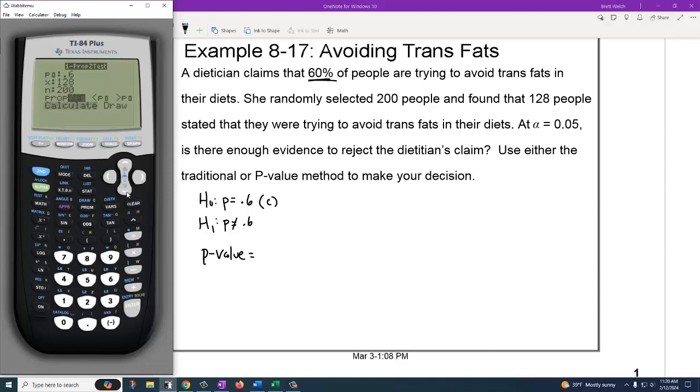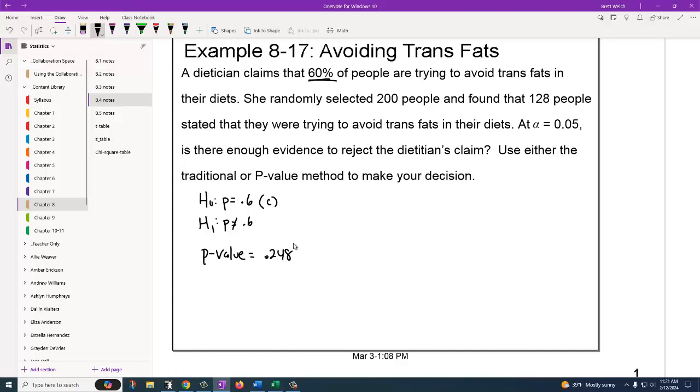and we're doing a not equal to for our alternate hypothesis. So we calculate, and that produces a p-value of 0.248. Our z-value is 1.15. And if we were using the traditional method, that would be our test value. But here, the p-value of 0.248 is greater than the alpha at 0.05. Therefore, I do not reject H0. We need the p-value to be very small. Here it's too big, so we do not reject.